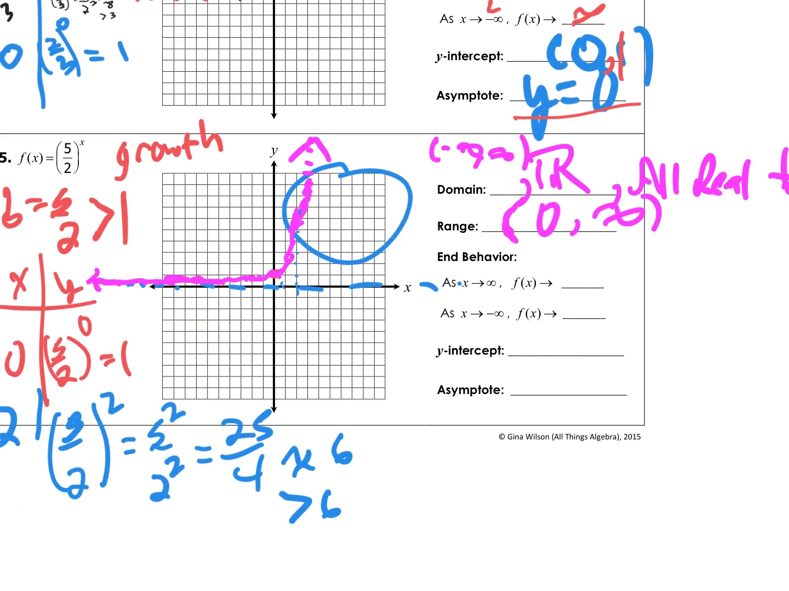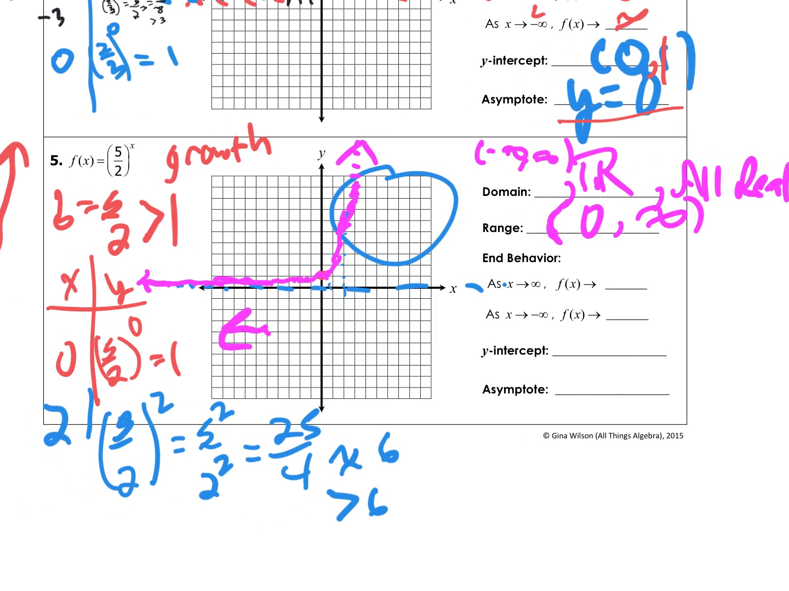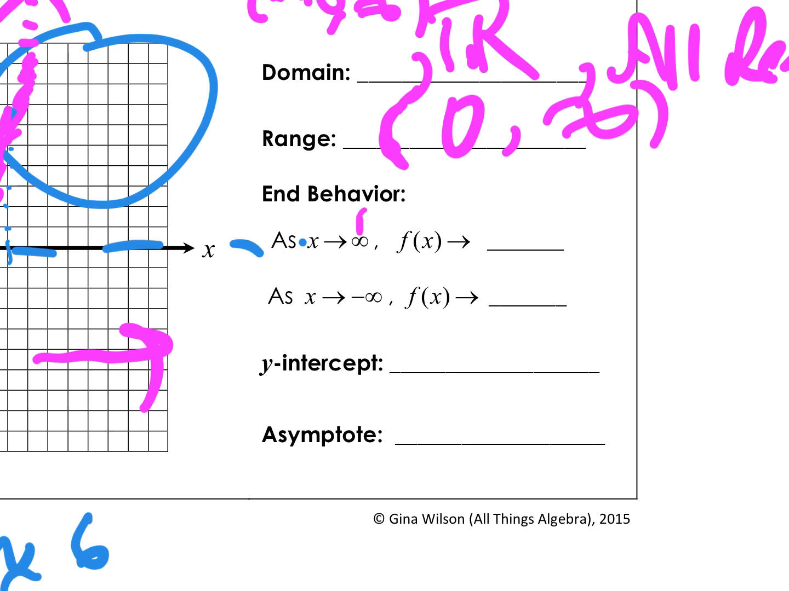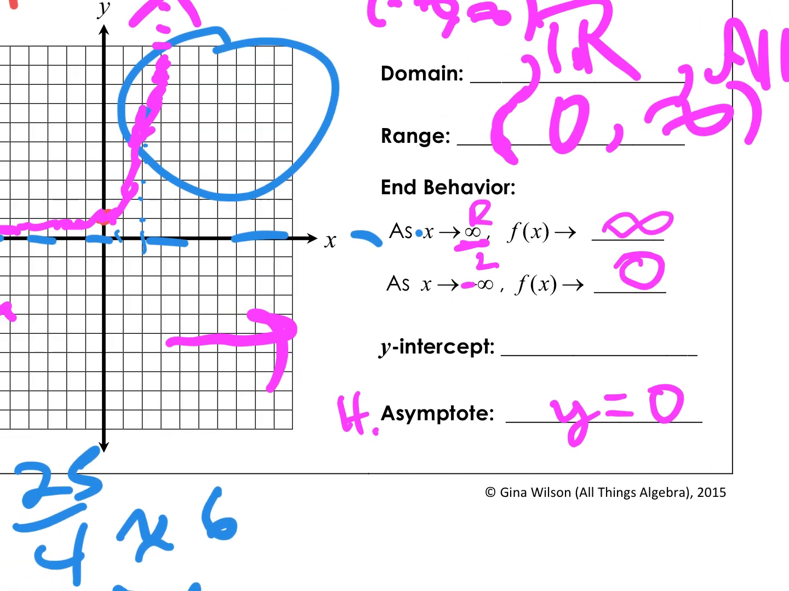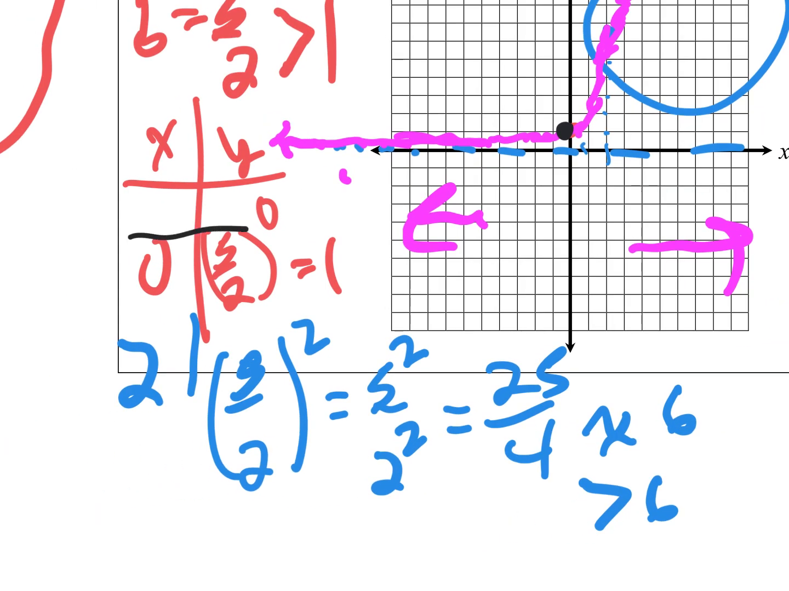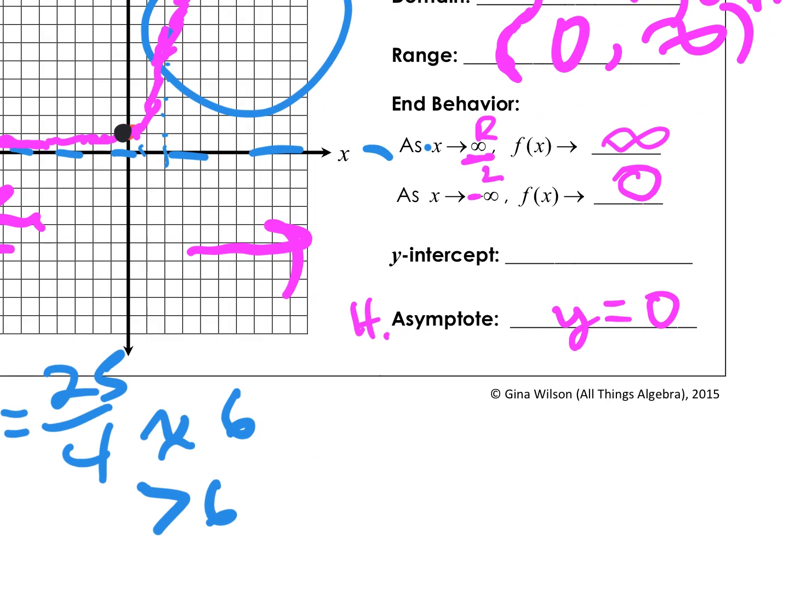The end behavior, just take a look at it. As I go left, it's going towards the asymptote. As I go right, it's going up forever. So I write, as I go to the right, because that's positive, I go up forever. As I go left, that's why it's negative infinity, I approach the asymptote of 0, which leads me to remember that y equals 0 is your horizontal asymptote. And the y-intercept, let me look again. Oh, it was that dot that I put right here. It was the (0, 1).